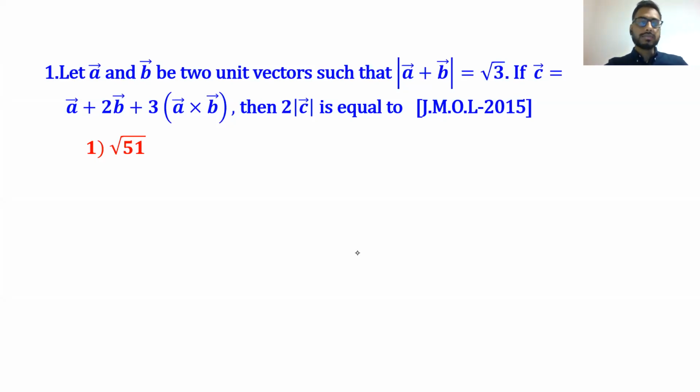First question is, let A bar and B bar be two vectors such that magnitude of A plus B is equal to root 3. And the relation is given where C bar is equal to A plus 2B plus 3 times A cross B. Then 2 magnitude of C is equal to question mark. So how can we get this value? We have four options over here.